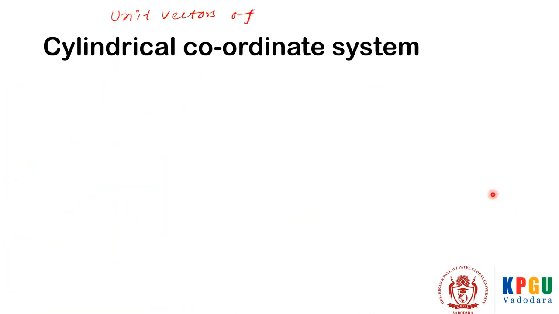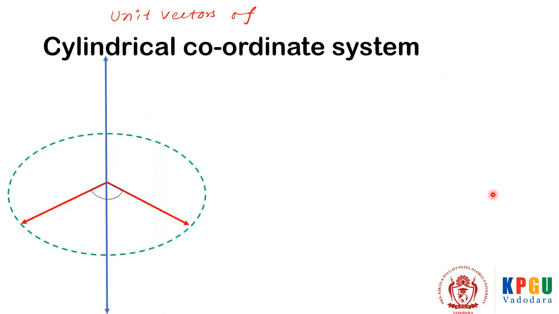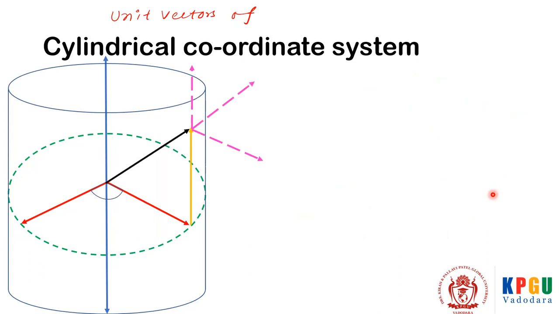So let's see the unit vectors. What are the unit vectors? We know ax, ay, and az are unit vectors along the x, y, z axes, along the direction in which the x dimension, y dimension, or z dimension increases. Now, what are the unit vectors of this cylindrical coordinate system? So this is my cylindrical coordinate system, and these are the unit vectors.